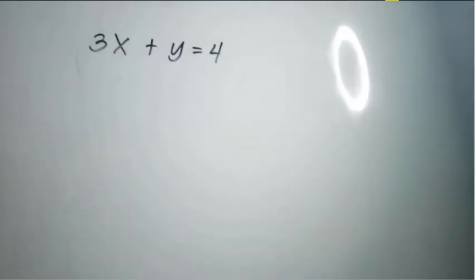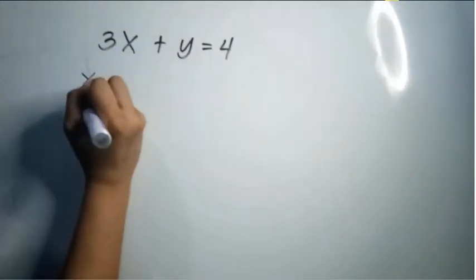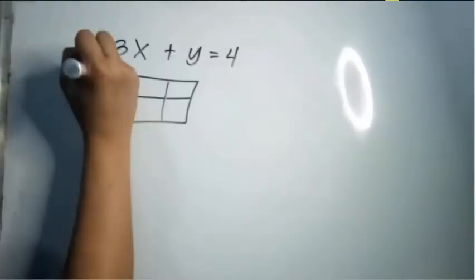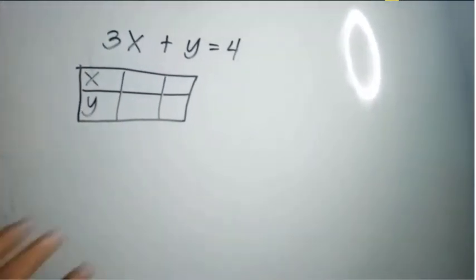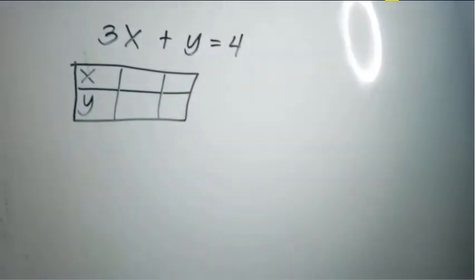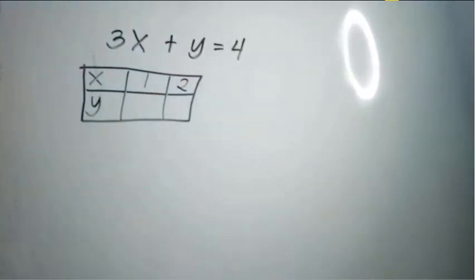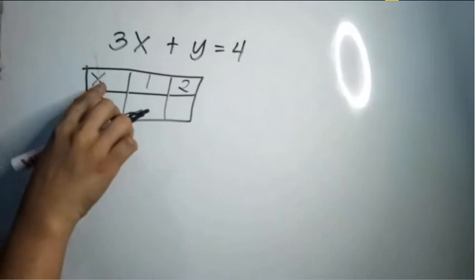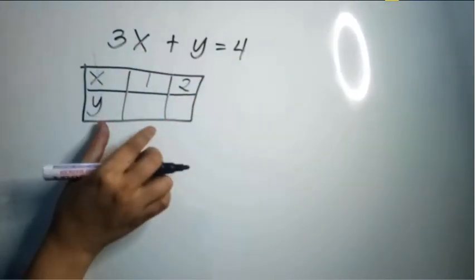So first step, we're going to have a table of values. So we're going to have x and y values. If we have 2 points, we can create a line, right? So we have 2 sets of values. You can select any value of x. So we can have 1 and 2. Then you're going to substitute the value of x in the given equation to have the values of y.